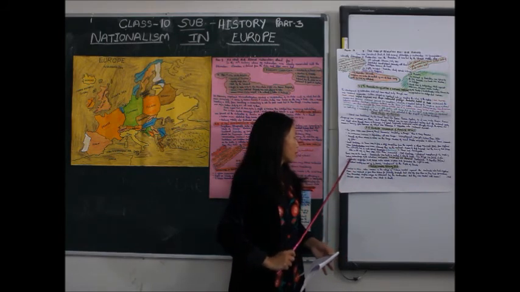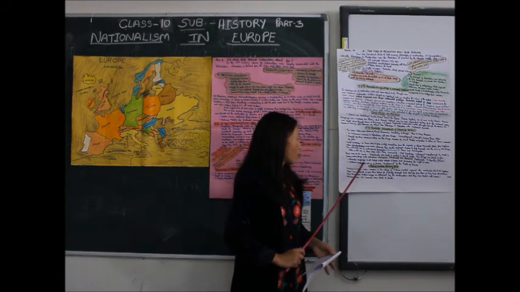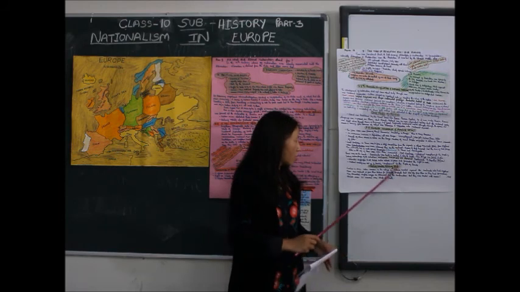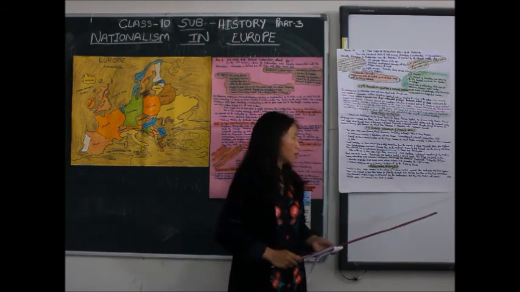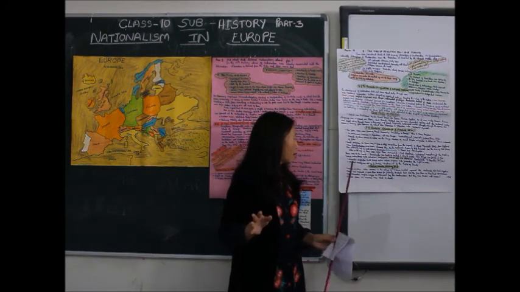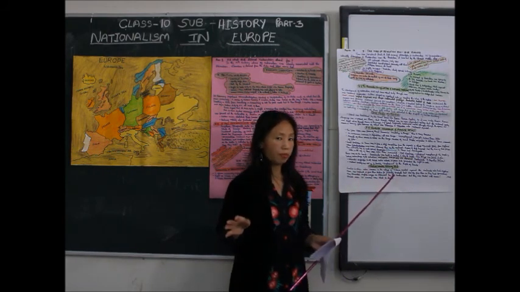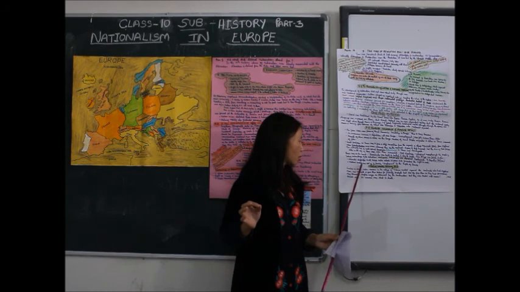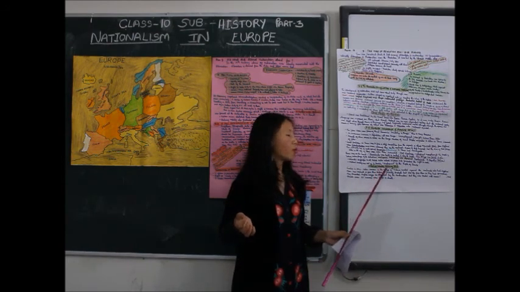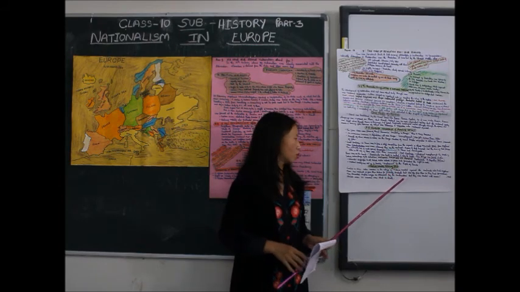They granted suffrage to all adult males above 21 years. So the National Assembly started giving voting rights to all the men above 21 years, and a National Workshop was set up. They also guaranteed that they would set up National Workshops in order to provide employment for all the people in France.